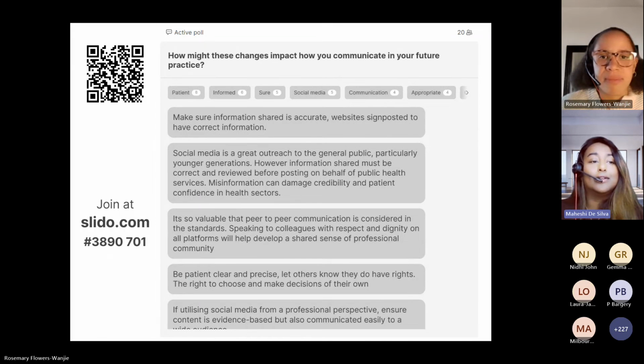And I think we've got a common one here of being patient, clear, and concise, and just letting others know that they do have rights and the right to choose and make decisions of their own. That's always important to bear in mind in practice. It is definitely.